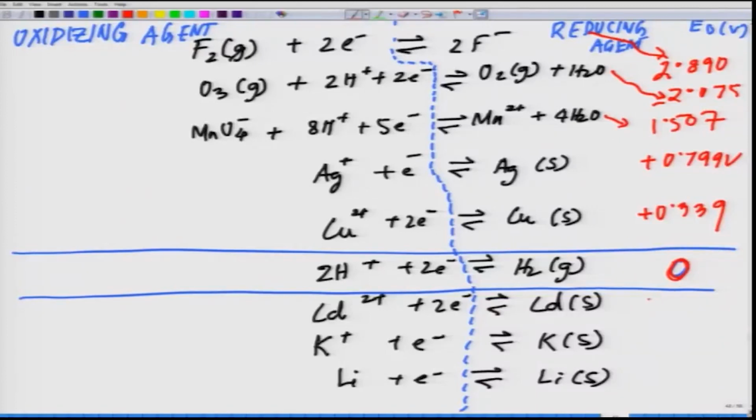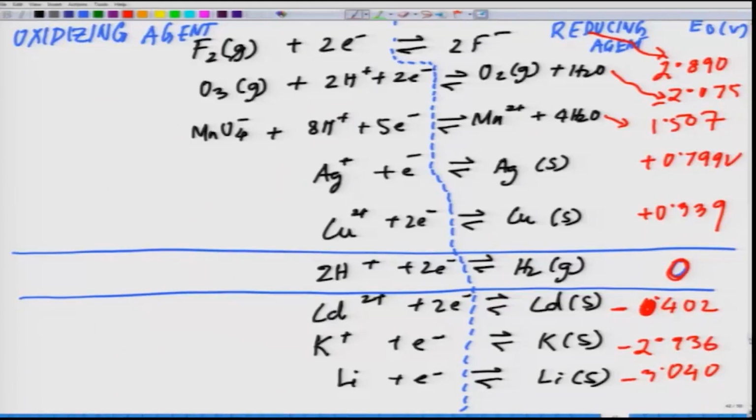Now, if you go below hydrogen, this is where you are falling. Cadmium minus 0.402, potassium minus 2.936, and lithium minus 3.040.